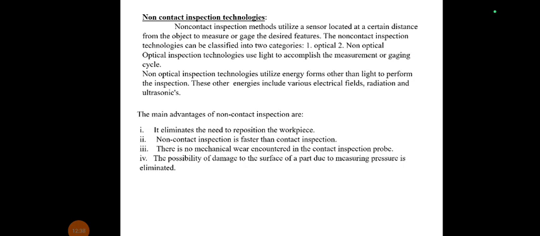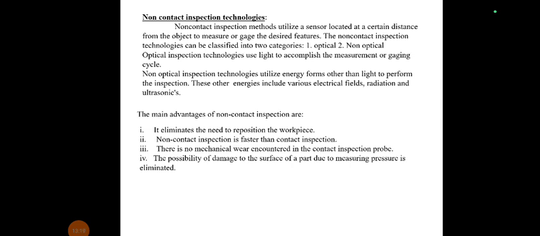Typically, a microprocessor is programmed to convert the time lapse to a dimension value and perform other functions such as signaling an automatic parts rejection mechanism to reject defective parts from the line. This one is the scanning laser beam device. Some advantages of non-contact inspection methods. Advantages: the first one is that it usually eliminates the need to reposition the work part.